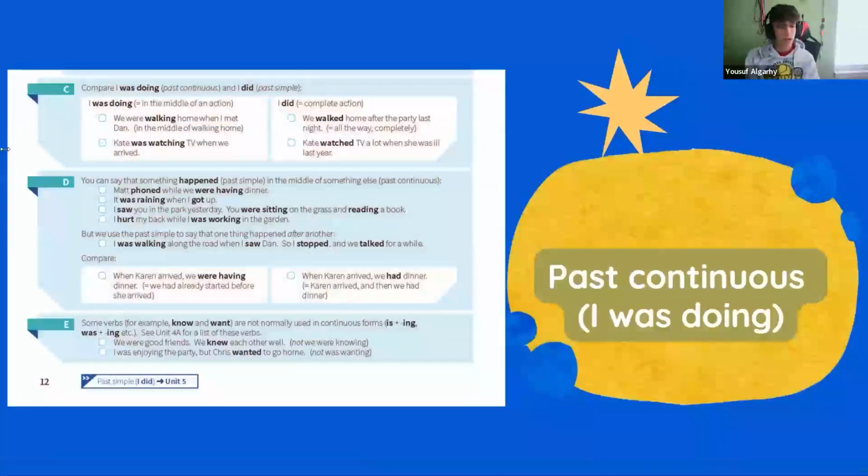So here we are going to compare I was doing and I did. Okay. So I was doing means that you were in the middle of an action. Okay. So we have something like we were walking home when I met Dan. Okay. So that means this person met Dan while they were walking home. Or Kate was watching TV when we arrived, which means that they arrived while Kate was watching TV, like in the middle of it. And then I did means that you finished the action. That means everything about it is done.